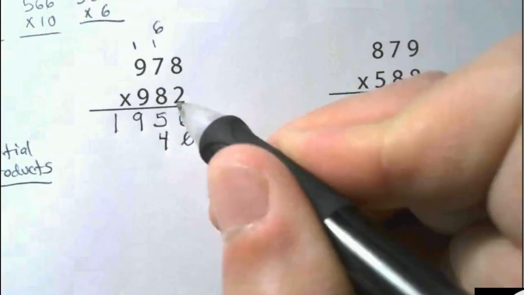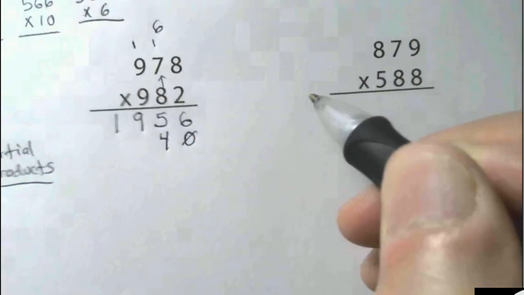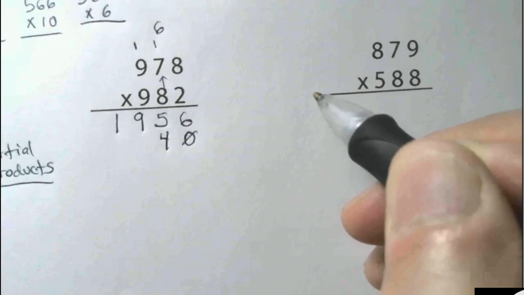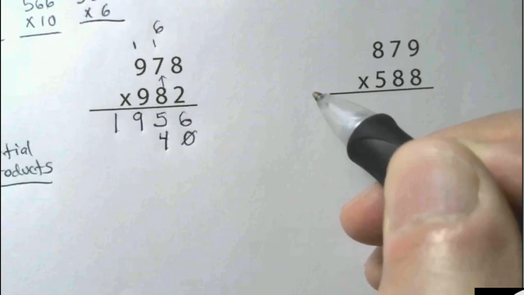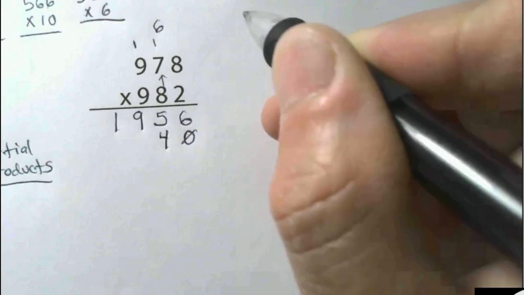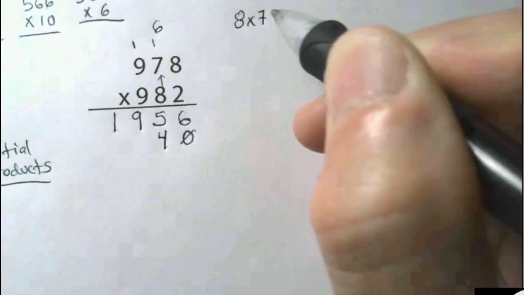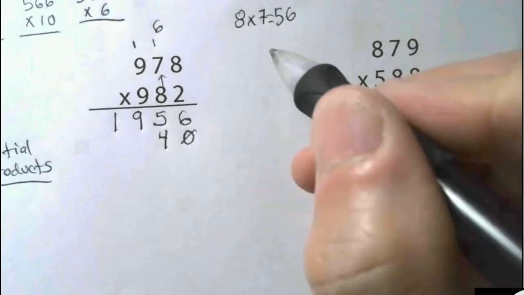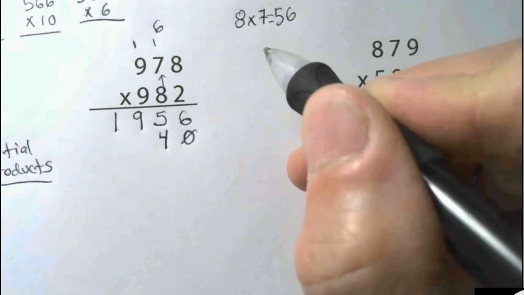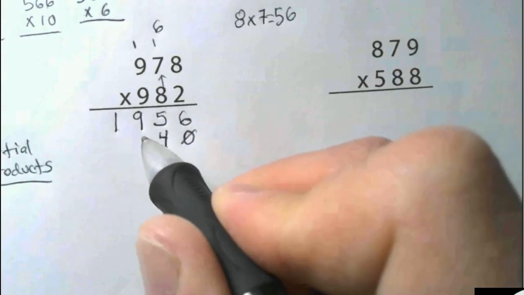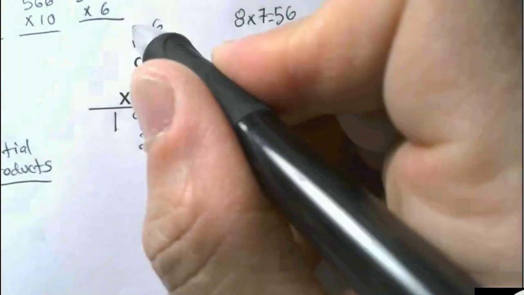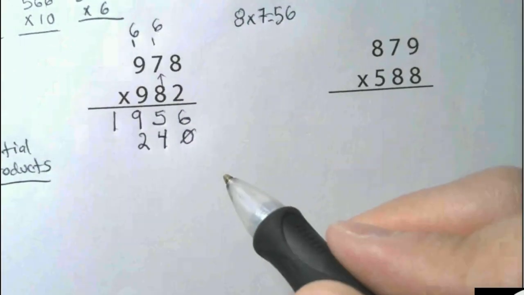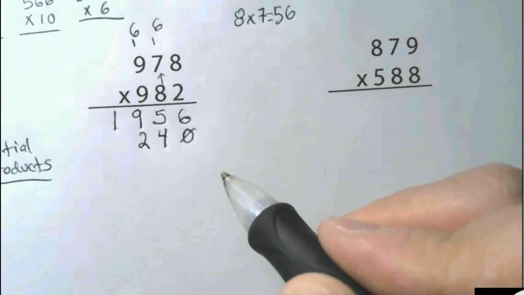And then I multiplied 8 times 7, which is 56. Okay. So I added the 6, which is 62. Okay. So I carried the 6. And then I multiplied 8 times 9, which is 72. And I added the 6, which is 78.